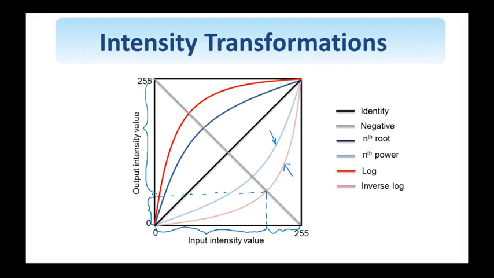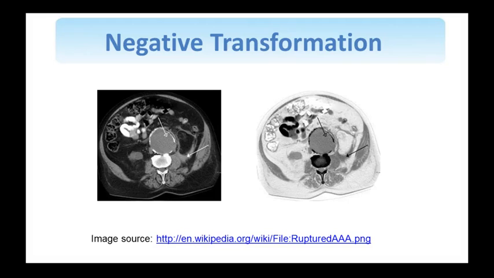Let us now look at some examples of these transformations. Here's an example of the negative transformation of the intensity of an image. Here is the positive image, and here's the negative image. This is a CT scan of the ruptured abdominal aortic aneurysm. So it's ruptured AAA, as it's typically referred to.